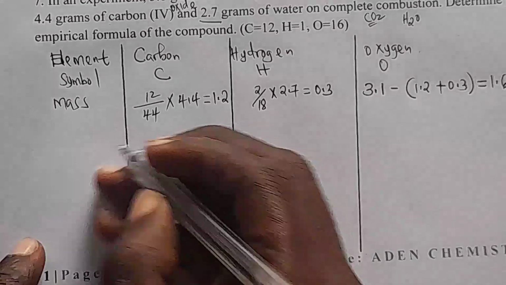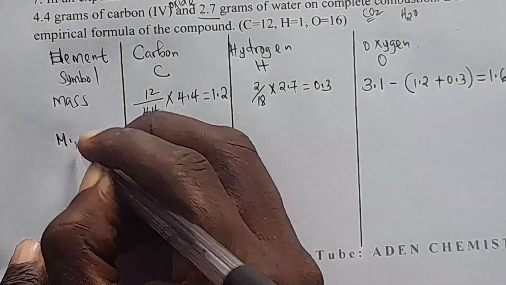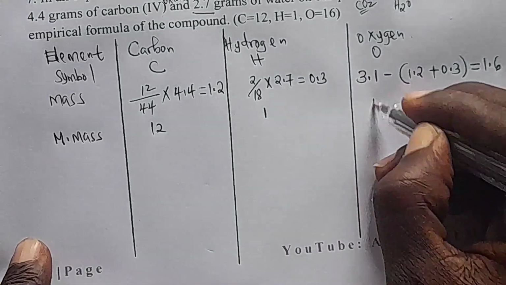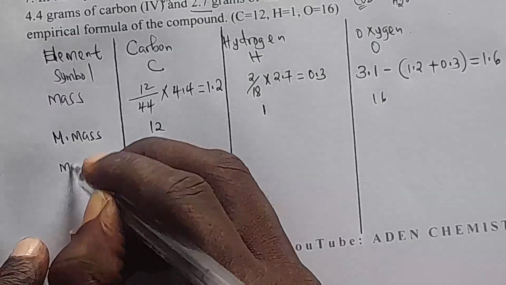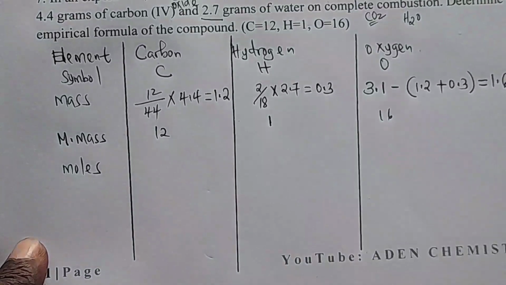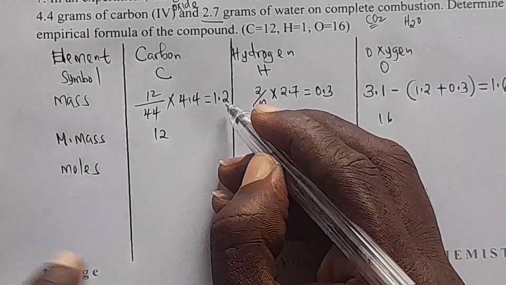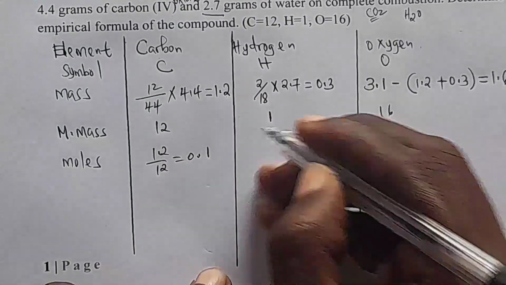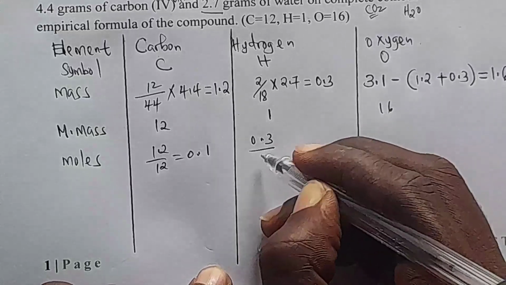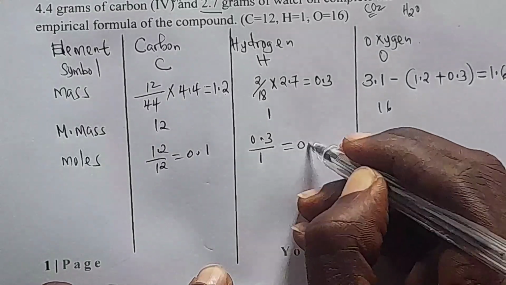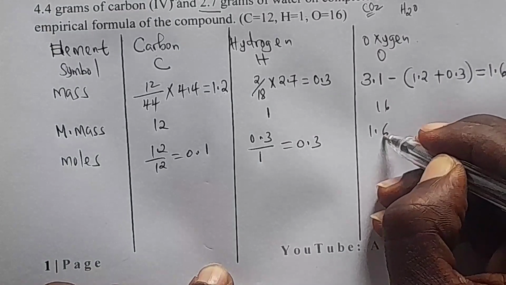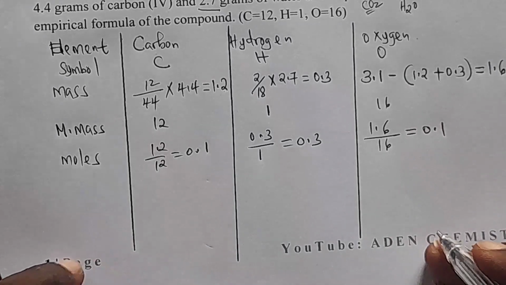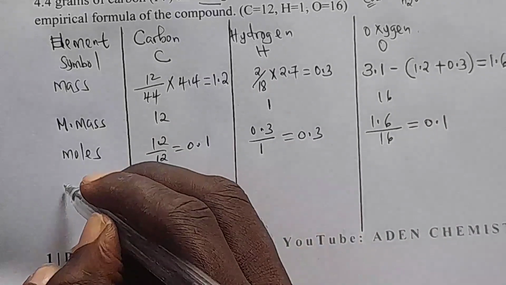Thereafter, we are going to get the molar mass. The molar mass for carbon is 12, the one for hydrogen is 1, and the one for oxygen is 16. Let's get moles. How will you get moles? Moles is given by mass over molar mass. The mass here for carbon is 1.2 divided by 12, and you get 0.1. Here you have 0.3 as the mass of hydrogen divided by 1, the molar mass of hydrogen, and you get 0.3. Here I have 1.6 for the mass of oxygen divided by the molar mass, which is 16, and you still get 0.1.